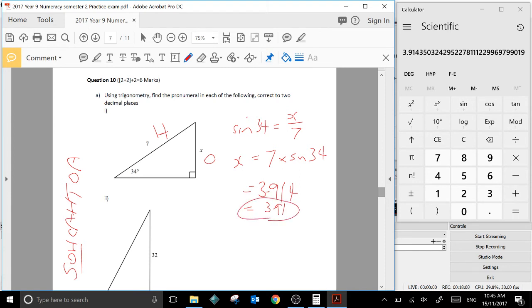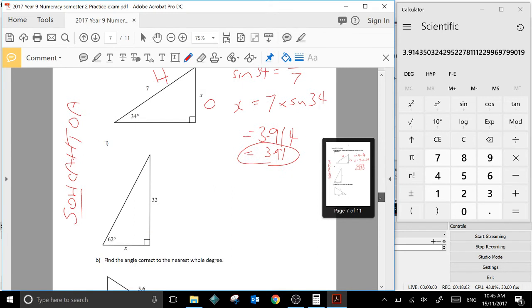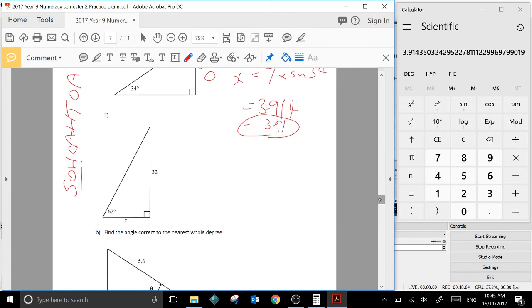For the second one, again, we've got to play the same game. We're trying to find the unknown. So this time, what sides am I dealing with? I'm dealing with the opposite side, 32, because it's opposite the angle of 62. And I'm dealing with the adjacent side. So which of the three uses adjacent and opposite? And that is tan. So let's set up the tan equation. It'll be tan of 62 is equal to opposite over adjacent, which in this case is 32 over x.